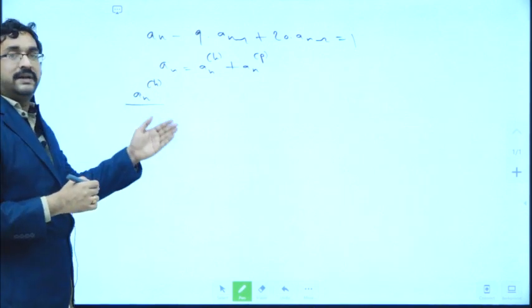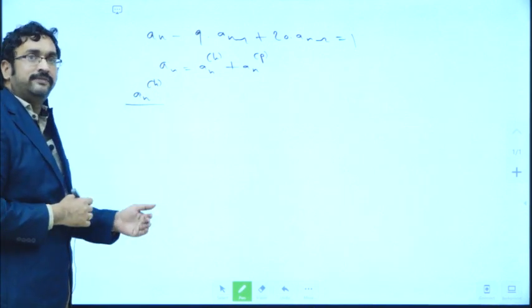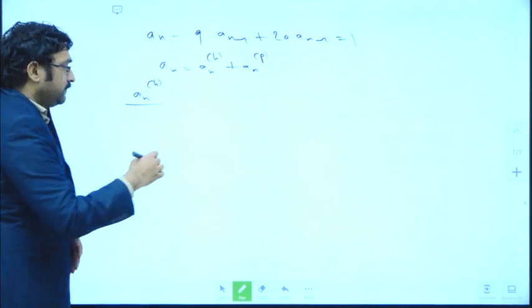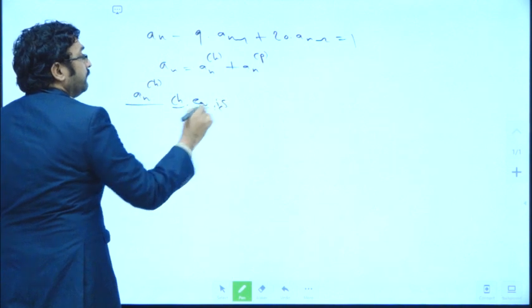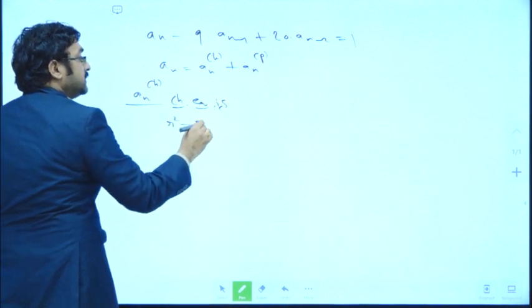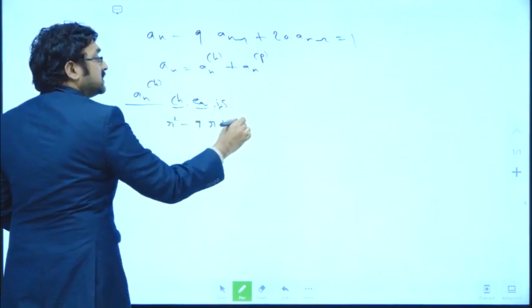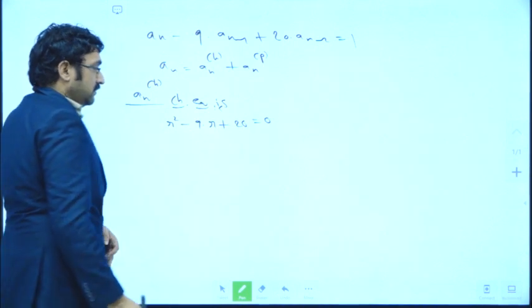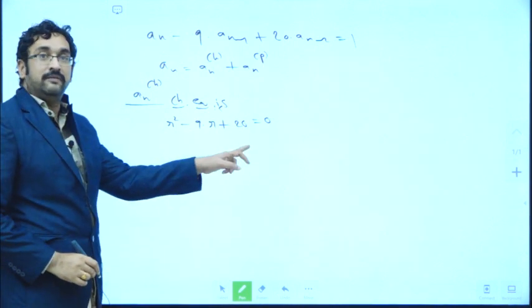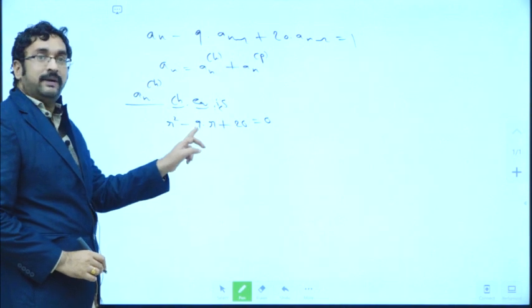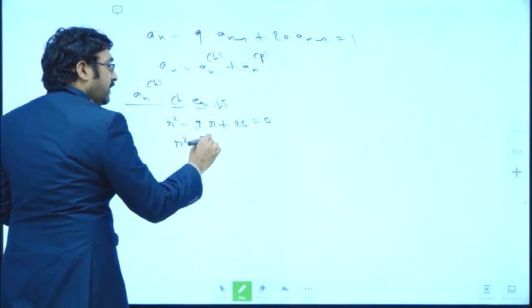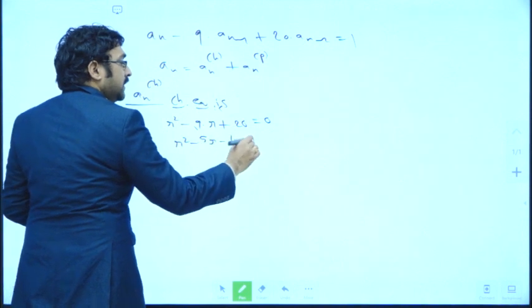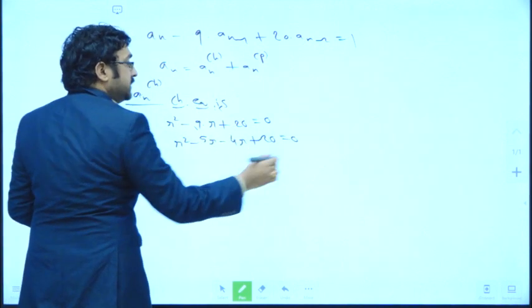First assume that the right hand side is 0 and find the characteristic equation. So the characteristic equation is r square minus 9r plus 20 equal to 0. Here, factors of 20 are 5 and 4. We can apply that here. So r square minus 5r minus 4r plus 20 equal to 0.